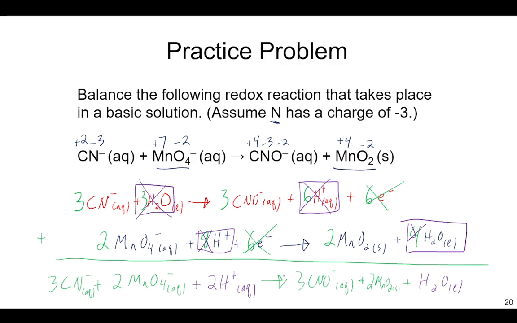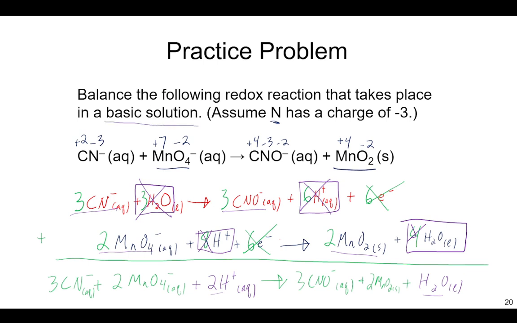Okay, so here I've added the reactions back together. I have 3 CNs, 2 MnO4s, producing 3 CNOs and 2 MnO2s. And then I did some accounting to make sure that I have 1 water in the end. 3 of them cancel out. And I have 2 H pluses in the end. 6 of them have canceled out. The electrons have exactly canceled. So now this is my balanced redox reaction if it was acidic conditions.